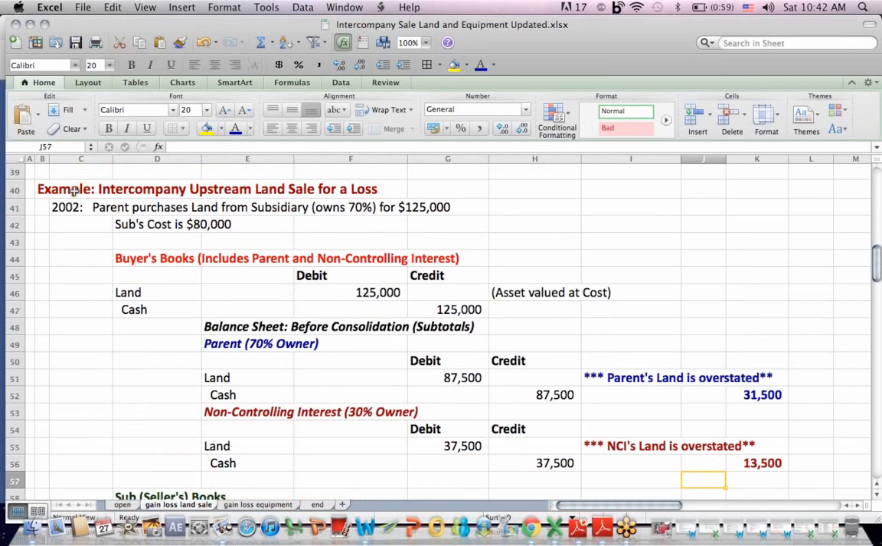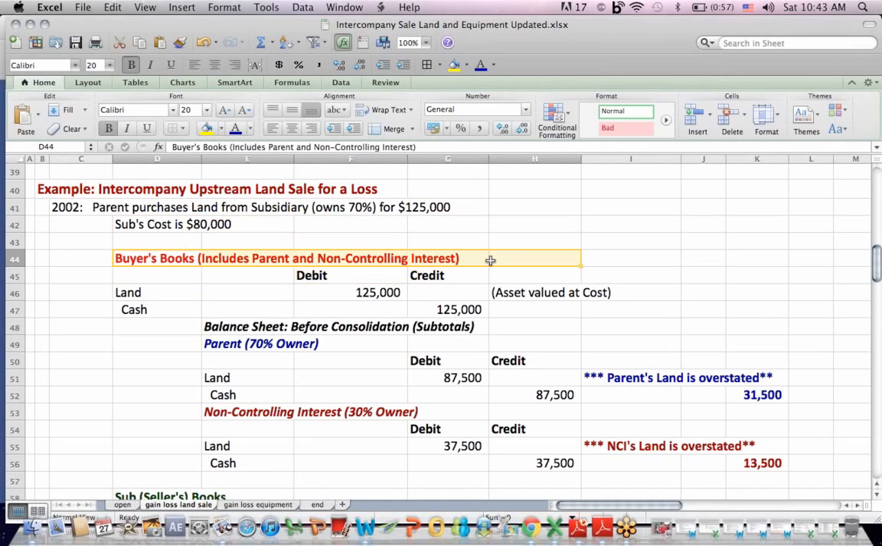So now we make it a little bit more complex, and we say intercompany upstream land, sale of land for a loss. Upstream meaning from subsidiary to parent. So 2002, parent purchased land from a subsidiary. The subsidiary is 70% owned by the parent for $125,000. The subsidiary's cost to the seller is $80,000.